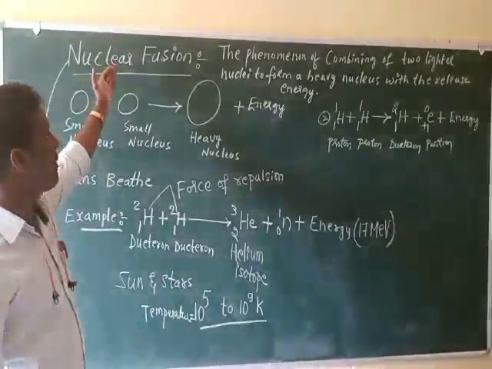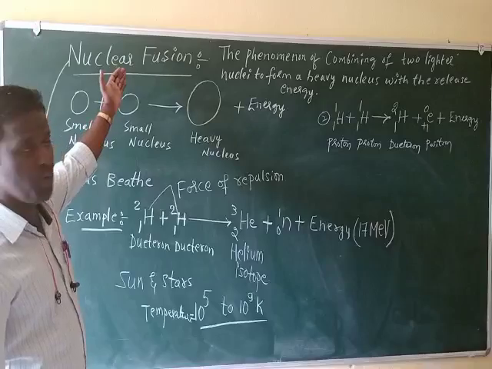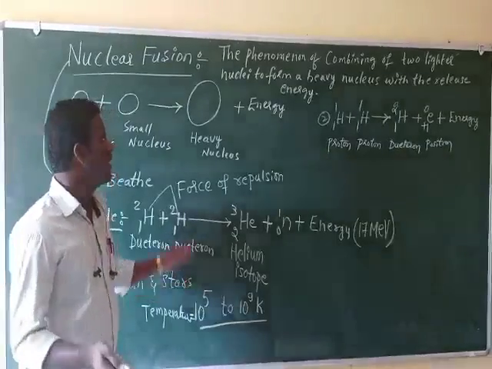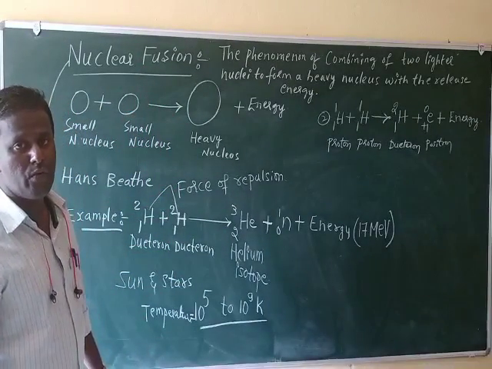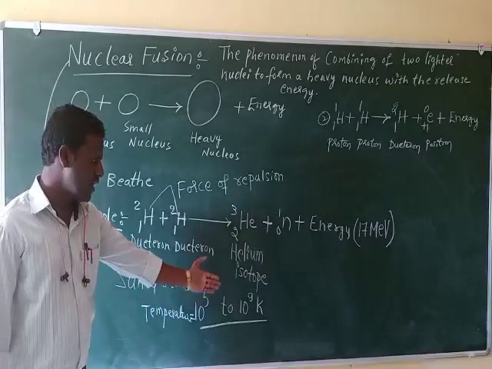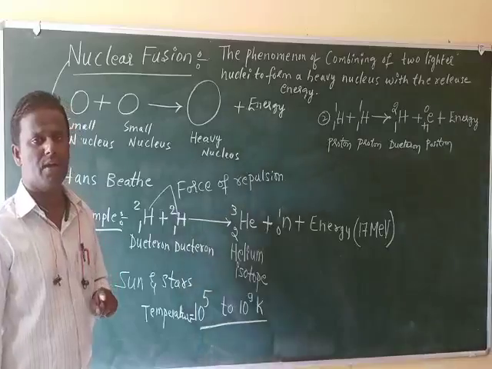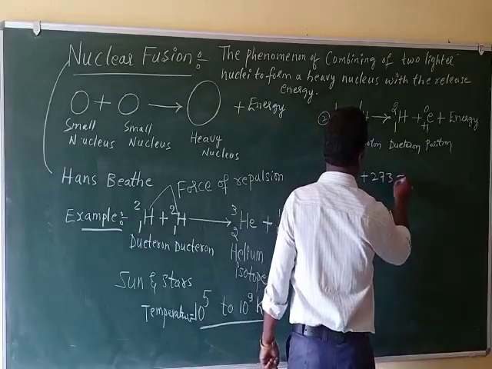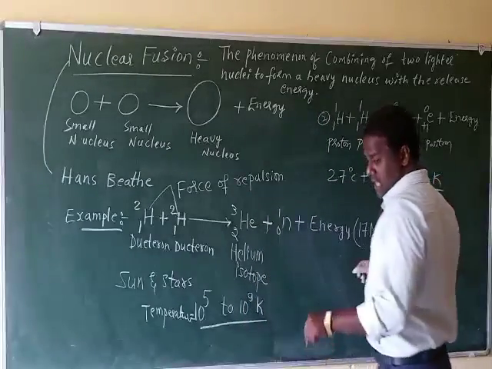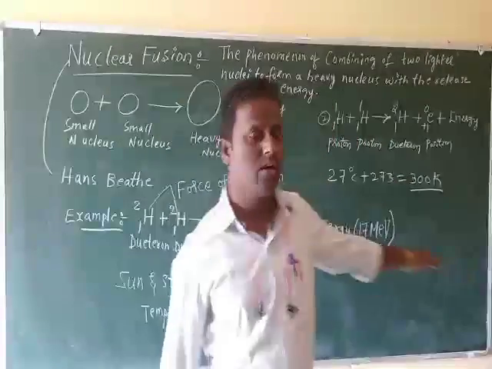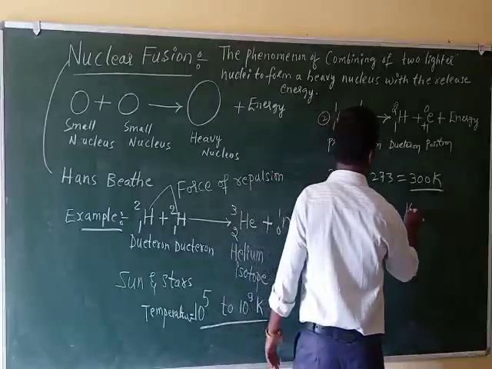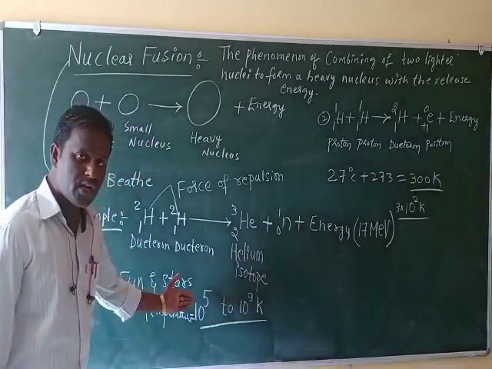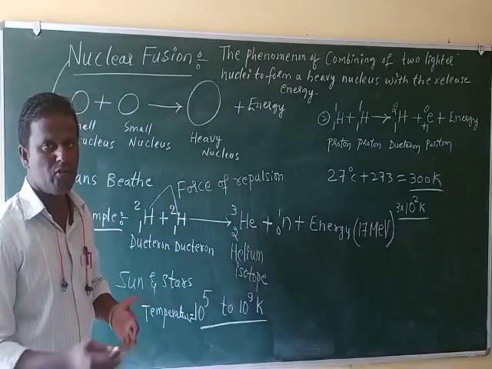So it is not possible to carry out nuclear fusion on the earth, but all the stars and the sun give energy by the phenomenon of nuclear fusion. How much temperature is required? 10 to the power of 5 to 10 to the power of 9 Kelvin. It should be 1 lakh Kelvin. How much do we have now? Room temperature is 27 degrees Celsius plus 273, so that is 300 Kelvin. 300 Kelvin is 3 into 10 to the power of 2 Kelvin. But they say 10 to the power of 5 Kelvin is needed, which is a thousand times more, so it is not possible.